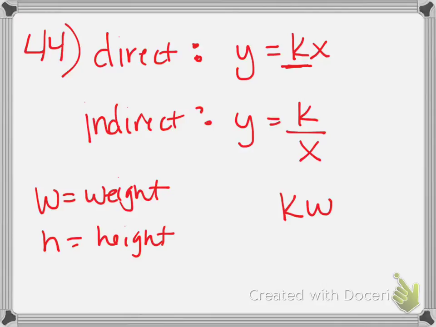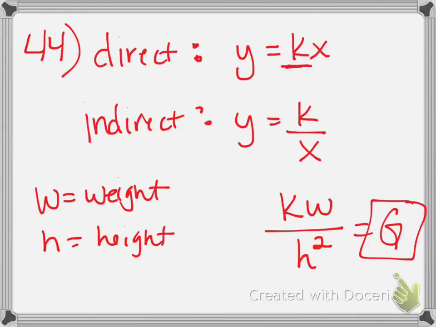And inversely as the square of the person's height. So that means the square of the person's height has to go in the denominator. So then I get KW over H squared, which is letter G on that ACT. So you just kind of have to piece it together. It's almost like translating a foreign language, really, with something like that. You just need to translate those words in direct and indirect variation, and then utilize that with that translation.